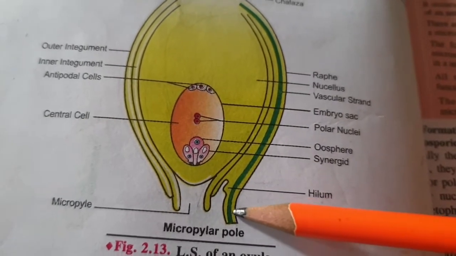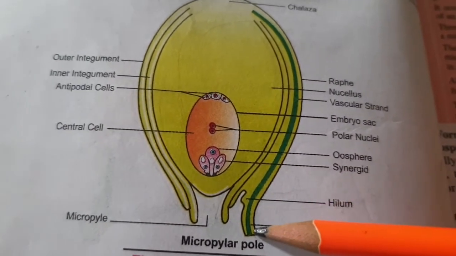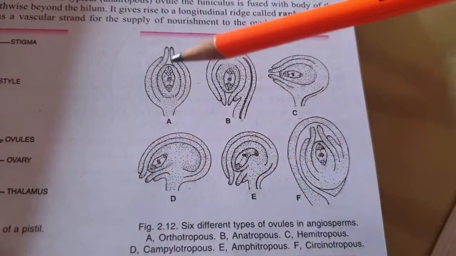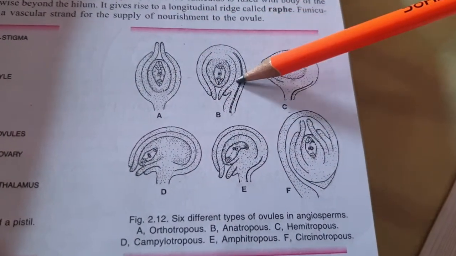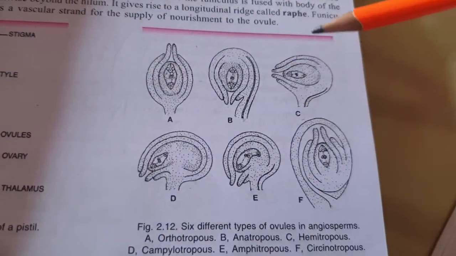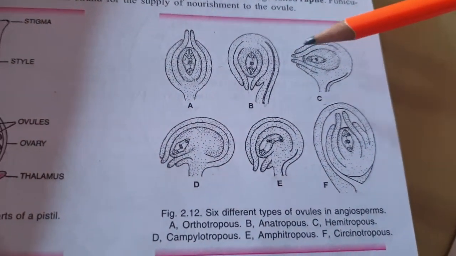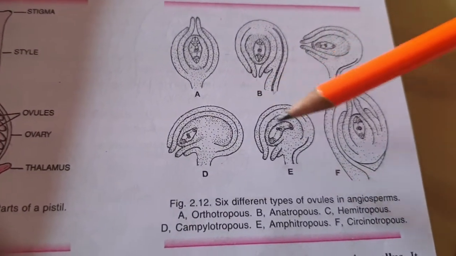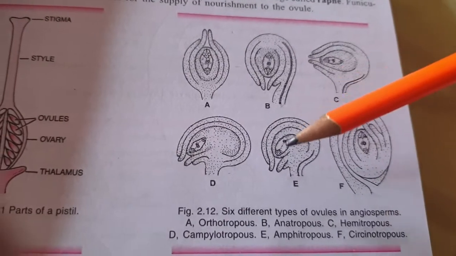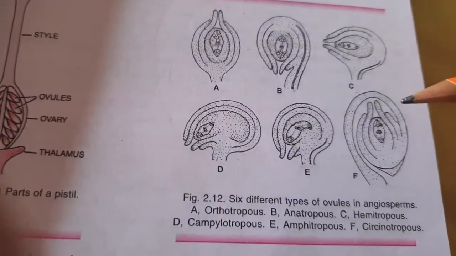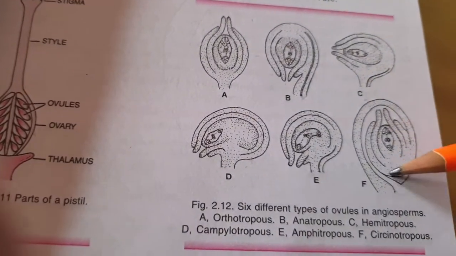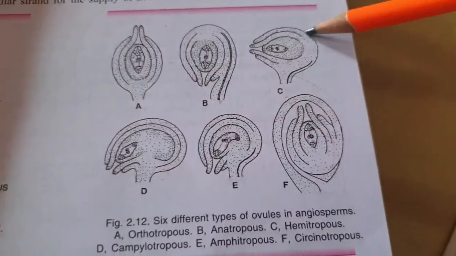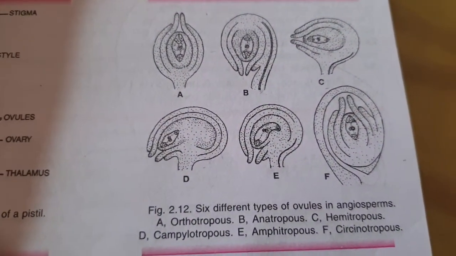Now based on the position or orientation of the funicle, the ovules are of different types. It may be orthotropous, an erect ovule, or anatropous, an inverted ovule, hemitropous, a half inverted ovule, then campylotropous, in which the body is curved, amphitropous, where the body as well as the embryo sac are both curved, and circinotropous, in which the funicle coils around the ovule. That means it is completely coiled. So these are the 6 different types of ovules based on the orientation of the funicle.